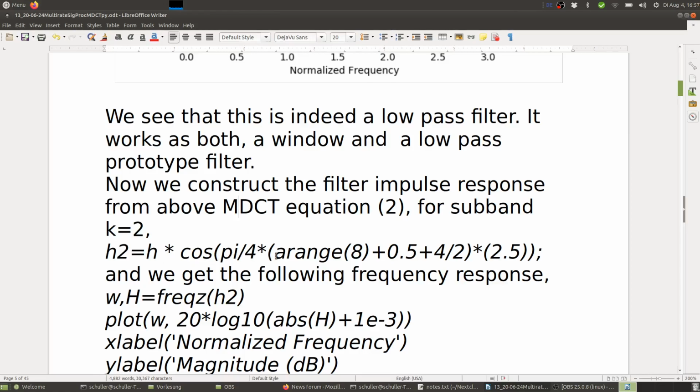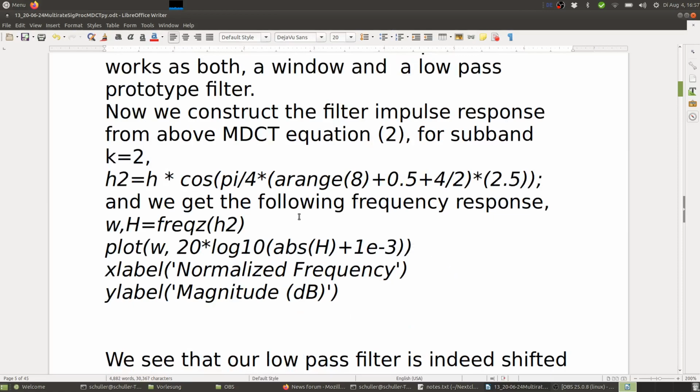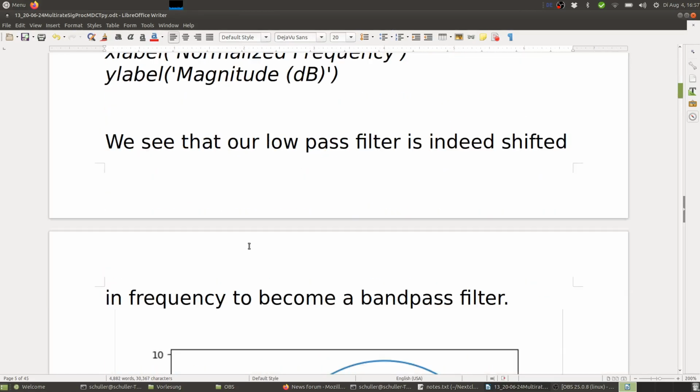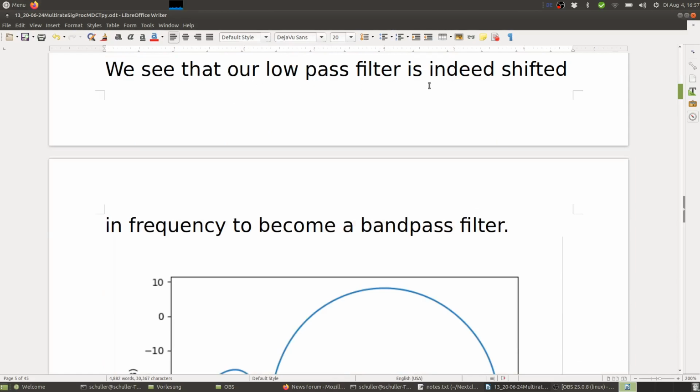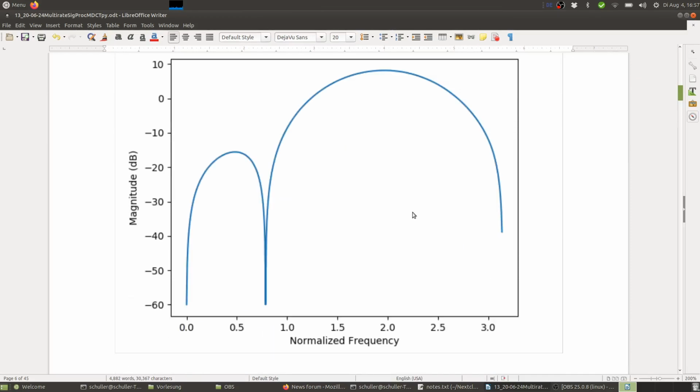So here again is this formula, arange 8 because we have length 2N, here the plus 1/2, plus N divided by 2, N was 4, times k plus 0.5, so this gives us 2.5, and then we get the resulting frequency response, again in the same way, using dB of the magnitude. And we see that our low-pass filter is indeed shifted in frequency to become a bandpass filter. So this is now the bandpass filter.